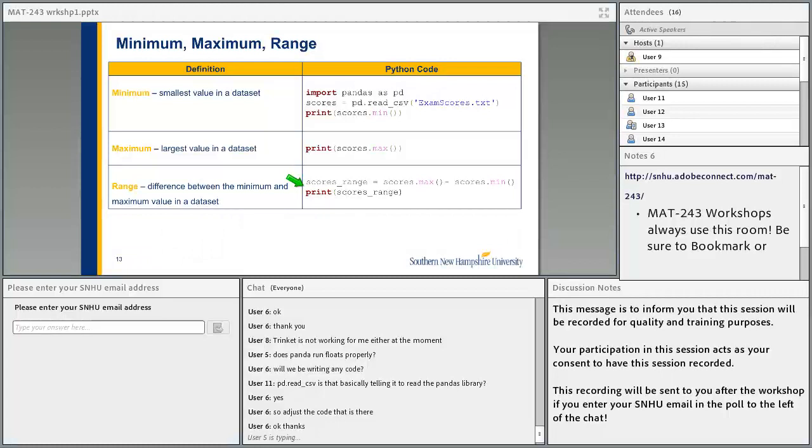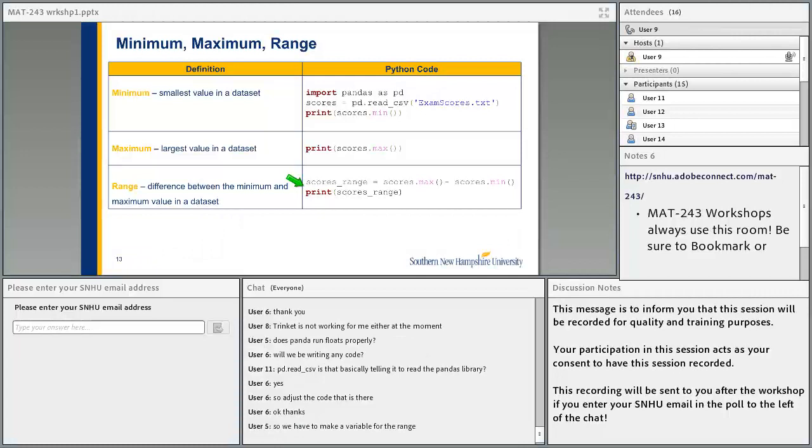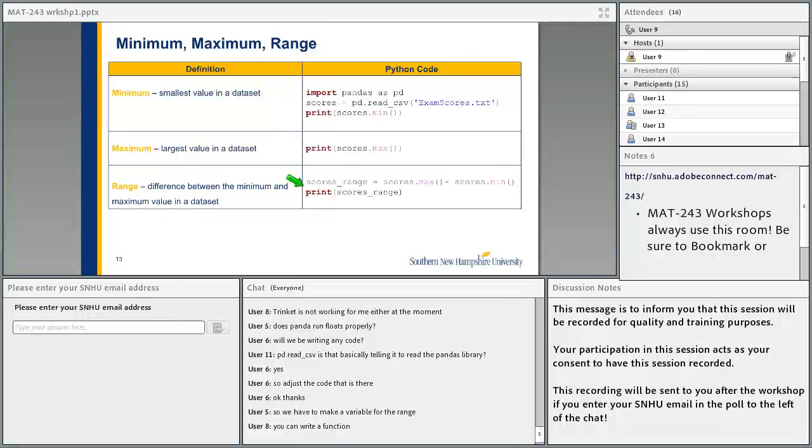For the range, you don't have scores.range, sorry. What you have to do is actually go and manually find the difference. So you have to write the code to find the difference. You do scores.max minus scores.min, and then just print that value. So there is no function to actually find the range. You set up a variable for the range and just find the difference between the maximum and minimum.